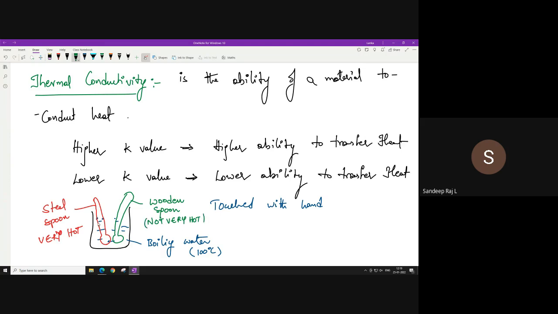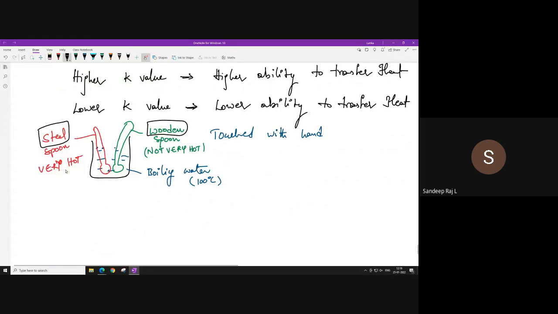So why is this happening? Same water, same kind of spoon, same geometry, same area, same hand, but what changed is the material. It is steel here, and here it is wood. So why is it very hot to handle, and why is it not that hard to handle? Can you please tell me the reason now? Please tell me the reason.